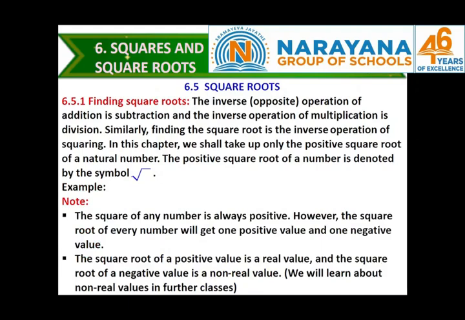Now, finding square roots. How to find the square roots? This first part is repeated here, and it is coming to the note point. The square of any number is always positive. However, the square root of every number will give one positive value and one negative value. Square is always positive, but square root will give one positive value and one negative value. We already discussed this. But here we are going to take only the positive value.